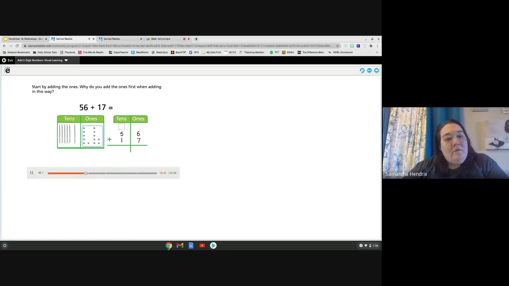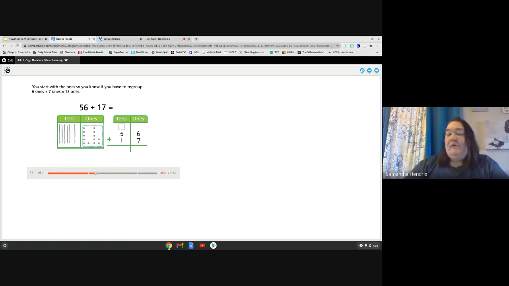Why do you add the ones first when adding in this way? So why do we add the ones first? We add the ones first, so if it's over 10, we would have to regroup. We would have to take the 10 and move it up. You start with the ones so you know if you have to regroup.